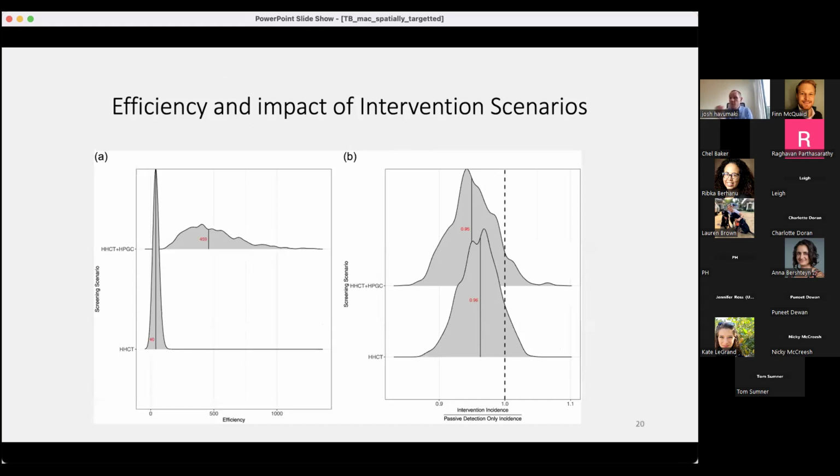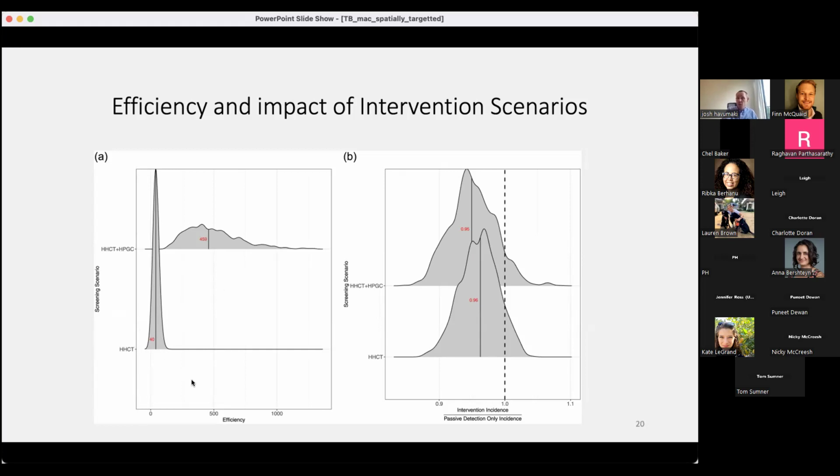Then on to the results of the interventions. On the left-hand side is the efficiency, which again is the number needed to screen to find a new case of active TB. And household contact tracing is pretty efficient. These are ridgeline plots which show the distribution of all results. The black bar in each one is the median value. The bottom one corresponds to household contact tracing. The top one corresponds to household contact tracing plus high prevalence grid cell screening.